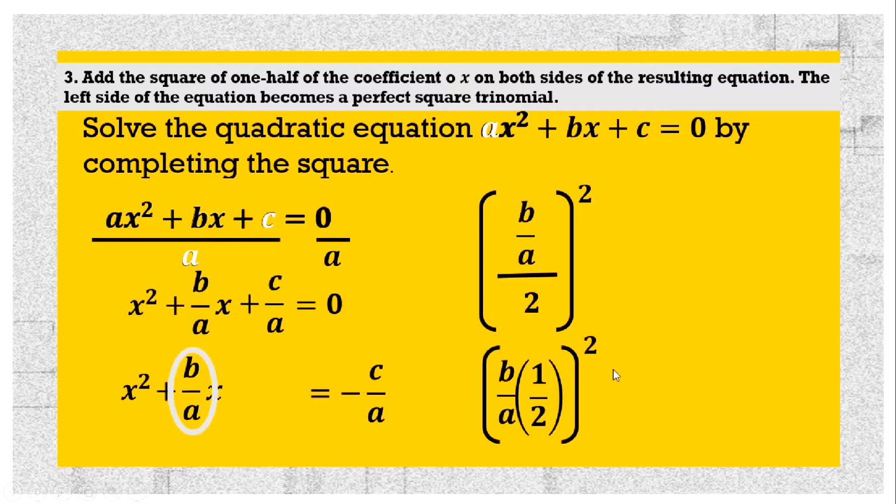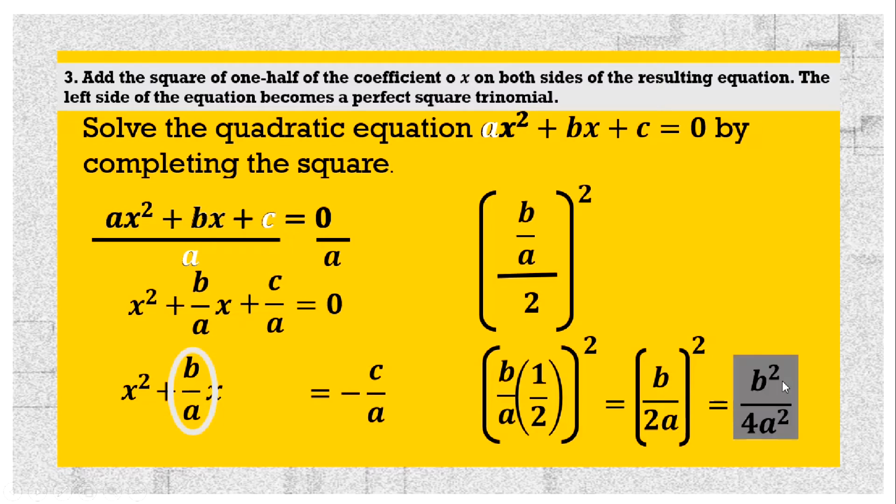So, let us simplify first what is inside. b times 1 is b and a times 2 is 2a. Then we square it. So, b squared over 2a squared, which is 4a squared. Meaning, b squared over 4a squared, we add it to both sides of our equation. Left and right side. So, we have plus b squared over 4a squared here and also on this side.